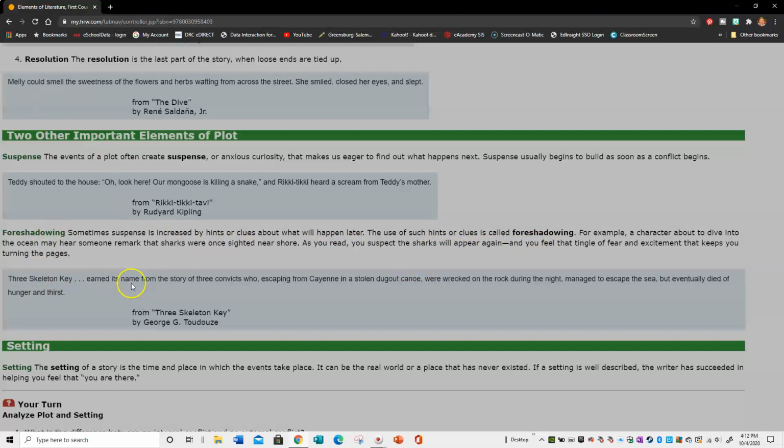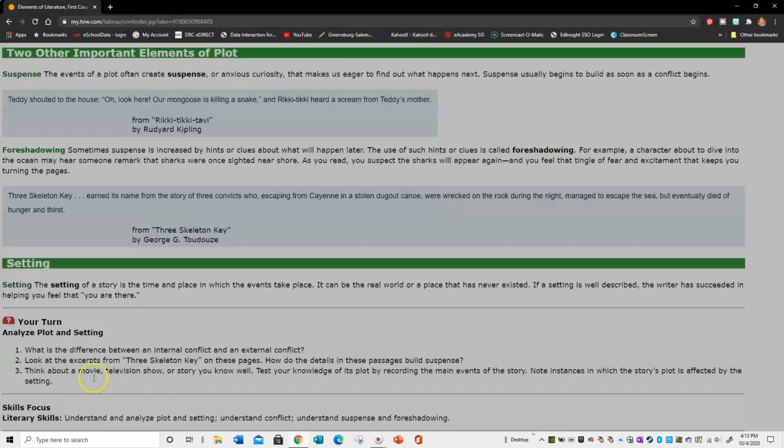3 Skeleton Key earned its name from the story of 3 convicts who, after escaping from Cayenne in a stolen dugout cayuse, were wrecked on the rock during the night, managed to escape the sea, but eventually died of hunger and thirst. From 3 Skeleton Key.